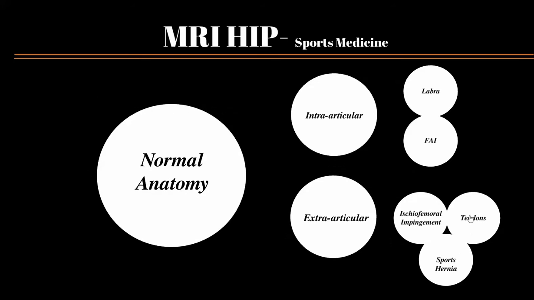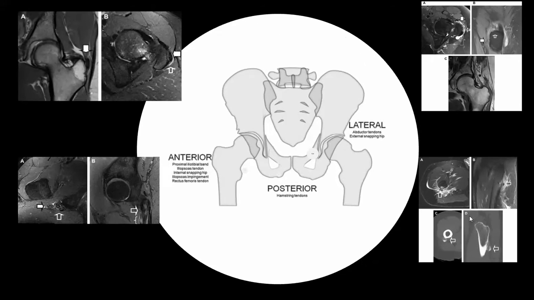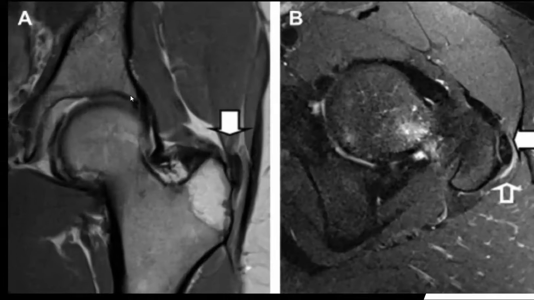Okay, let's look at the extra-articular structures known as the tendons. Tendon origin hip pain can be characterized as anterior, lateral or posterior. Peritendinitis represents the earliest injury and manifests itself as increased T2 signal around the tendon. So let's have a look.